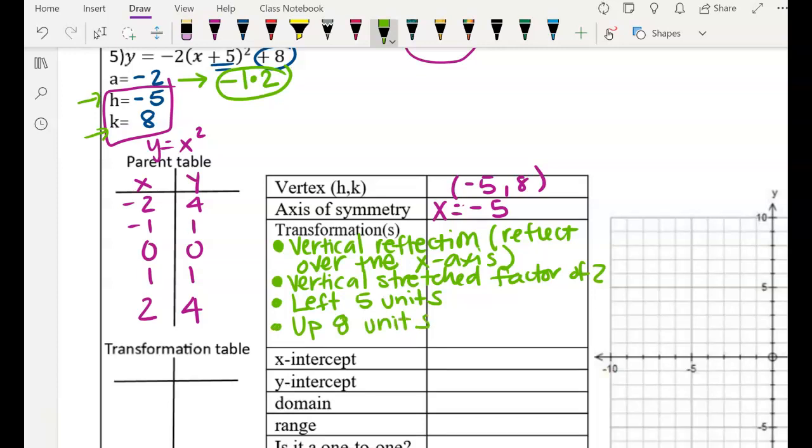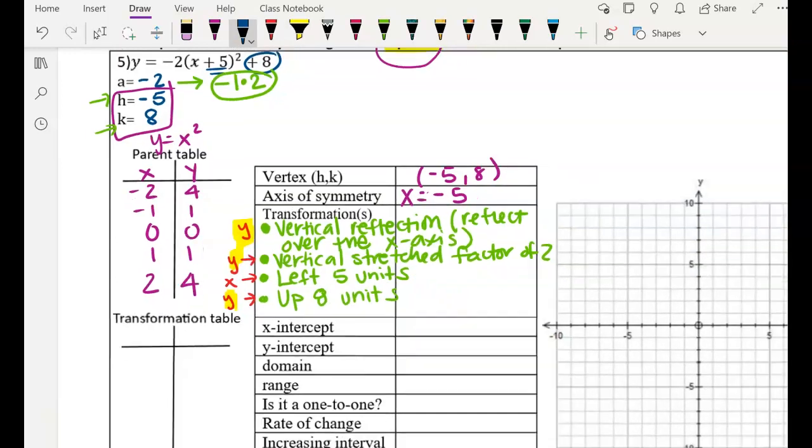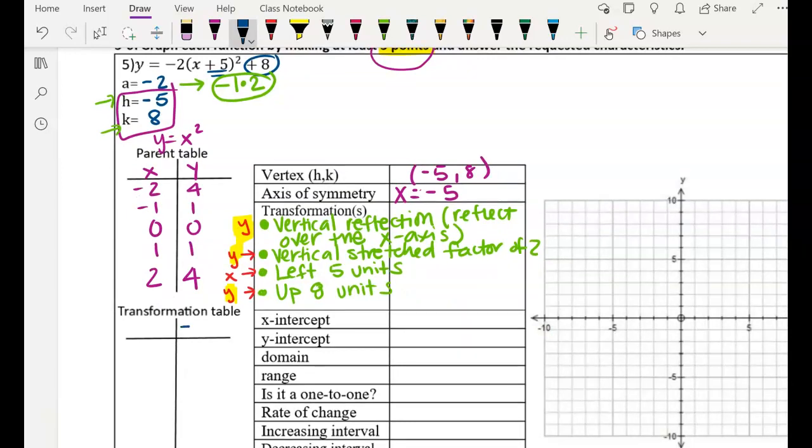Okay, so using those transformations, we will have a vertical reflection, that's a change in y, a vertical stretch, that's also a change in y, a left and right, that's an x change, up, it's also a change in y. So we have 3 transformations for y. Okay, so let's figure out where that's going to go. So the -2, both of those are vertical, so we are going to take -2 times y. The 8, it's up, so that means it's also changing in y, so we will add to the y. We have a horizontal shift, left 5 units. Left means minus, so we're going to go x minus 5, just like that.